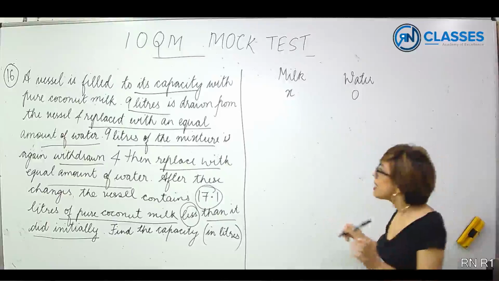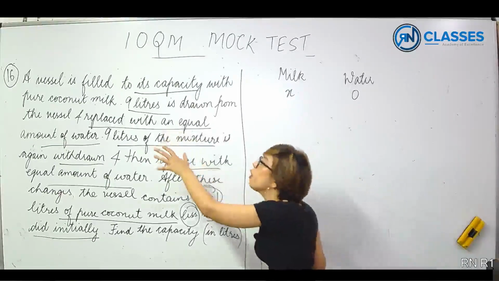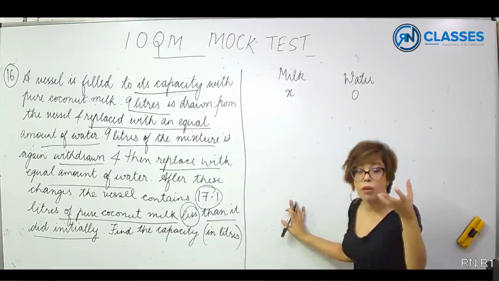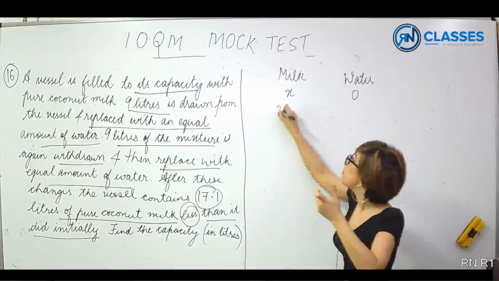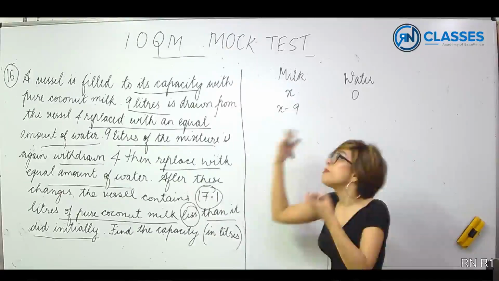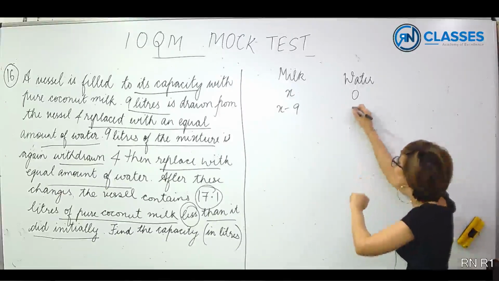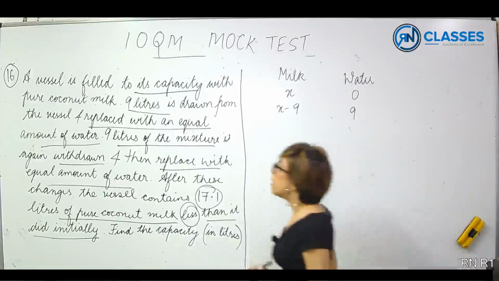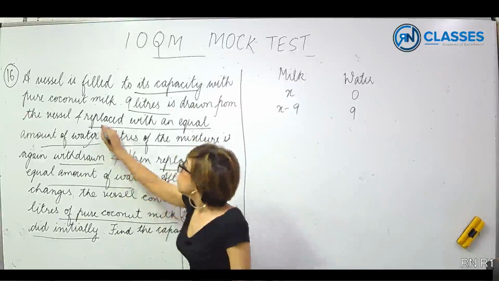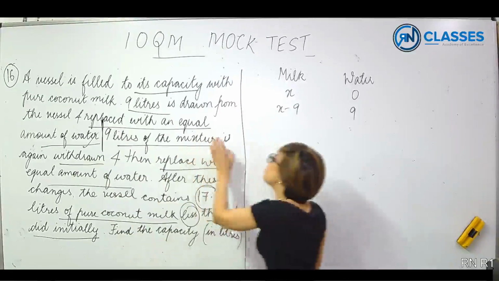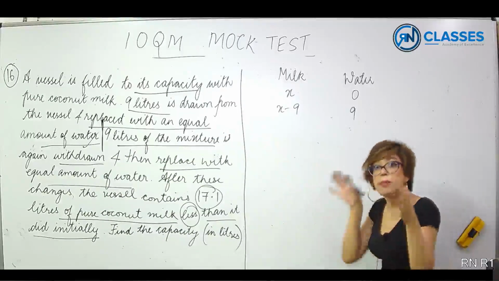Cool. Now, he says 9 liters have been withdrawn from the vessel. So, 9 liters of milk obviously have been taken out, x minus 9. And it has been replaced with an equal amount of water. So, that means I now have 9 liters of water. Right? Till now, we have done this. Now he says 9 liters of the mixture is withdrawn. Now there is a mixture.